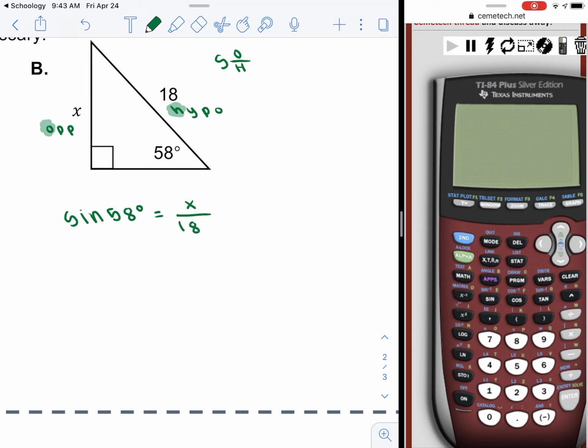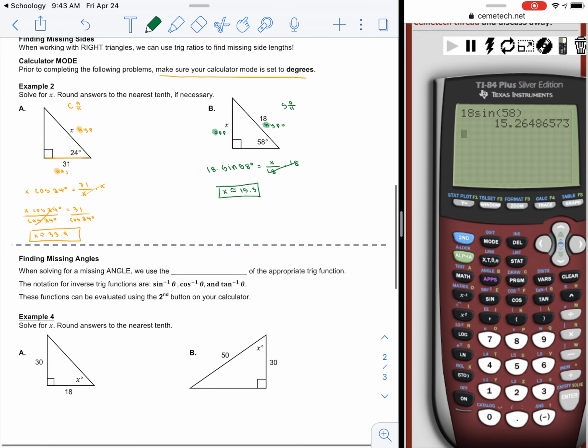Now this one's a little easier because to get x alone, I just multiply by 18. So in my calculator, I could just do 18 times the sine of 58, close those parentheses, and I am getting that x is approximately 15.3. Again, another problem you can check: does that make sense that that measurement is smaller than the hypotenuse? It does. So we're good on that.